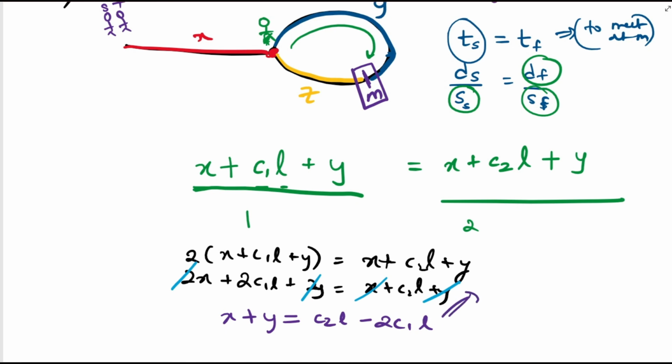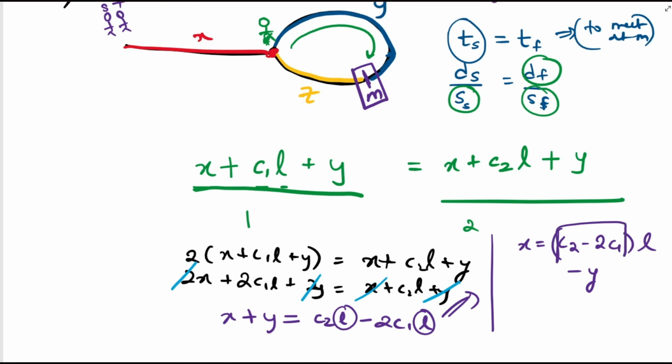Okay, if I simplify this further, I would get x is equal to, taking this L out of the brackets, (c2 minus 2c1)L minus y. Okay, so this is the whole constant, right? So let's replace that whole thing with, let's say, some K times L minus y. Okay, so this is the equation that we have.